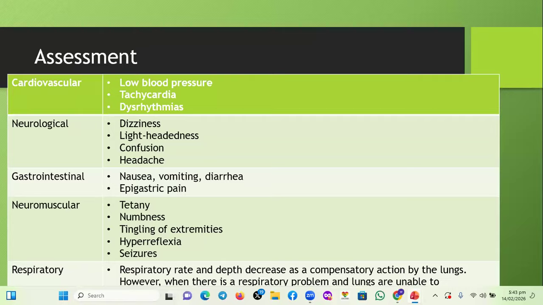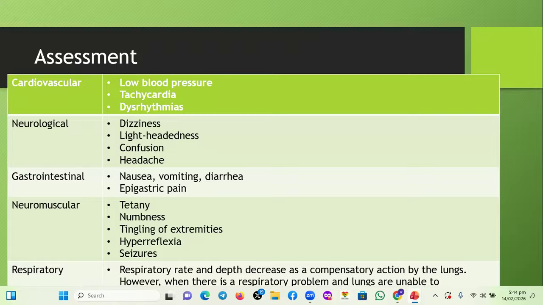They can have tetany in terms of neuromuscular issues, numbness, tingling of the extremities, and then hyperreflexia, as well as seizure can also occur, all as a result of the respiratory alkalosis, which can in turn cause issues of electrolyte imbalances. And then the electrolyte imbalances will cause the tetany, numbness, and tingling, largely calcium that regulates what we call the neuromuscular system.